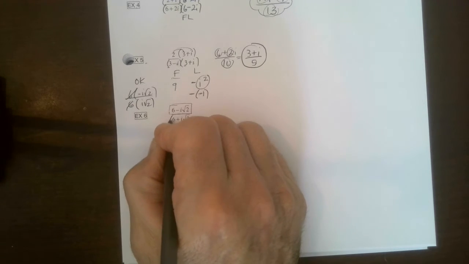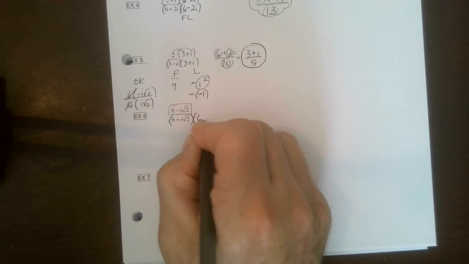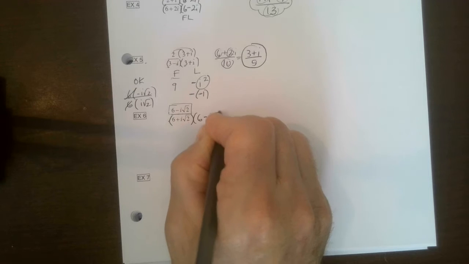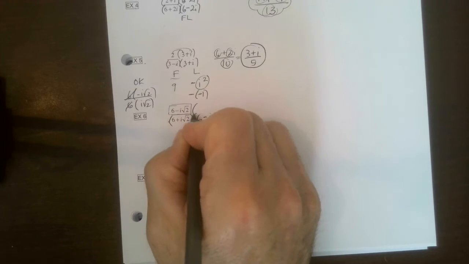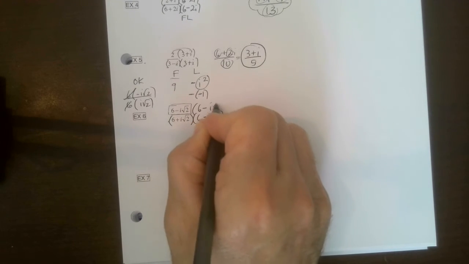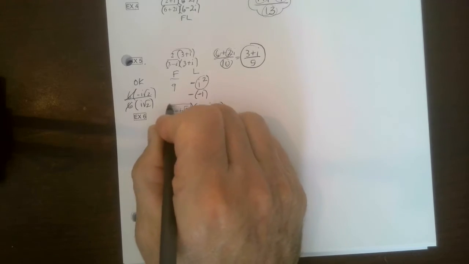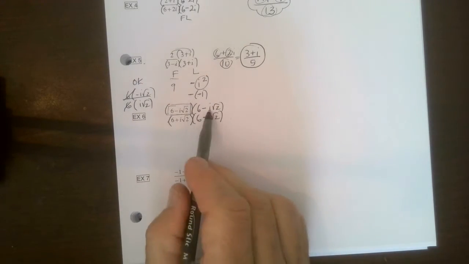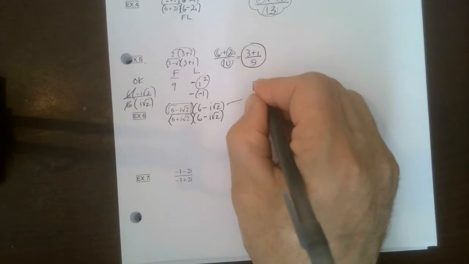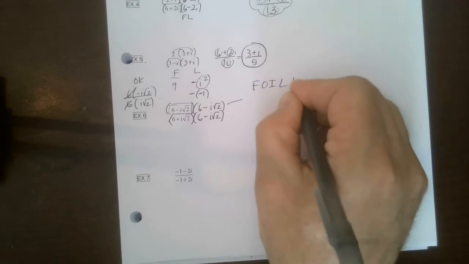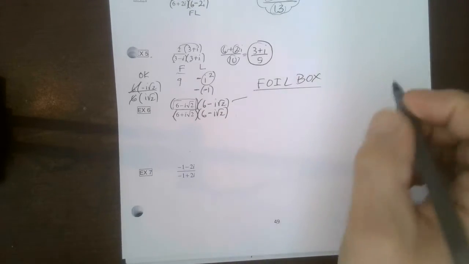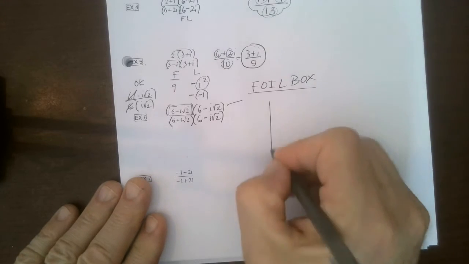But I'm going to concentrate on the bottom. And I'm going to multiply by the conjugate. But if I multiply that by the conjugate, I got to multiply that by the conjugate. Where's the work going to come? The top. Because we have to FOIL that out. So I like the good old FOIL box. So here it comes. I'm doing the top first.